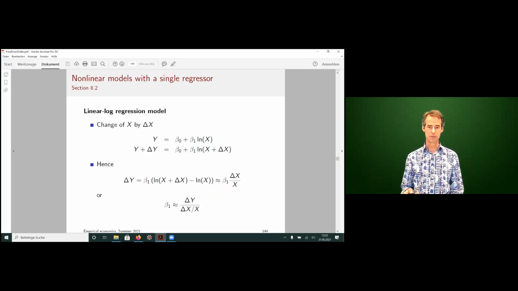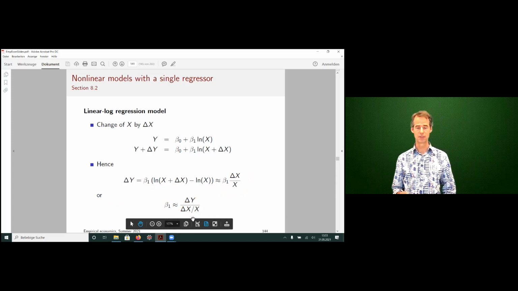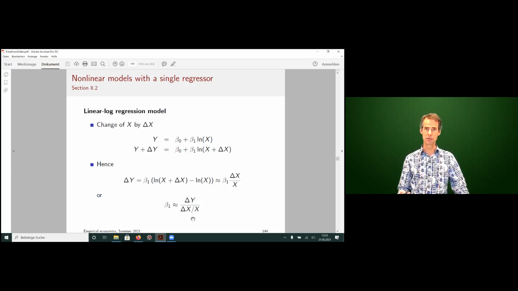And now we could move the percentage change over to the left-hand side and rewrite the whole thing, and we can see that the marginal effect of change in x on y is no longer delta y over delta x, but delta y over delta x over x. So it's not the unit change in y as a response to unit change in x. Now it is the unit change in y as a response to the percentage change in x.